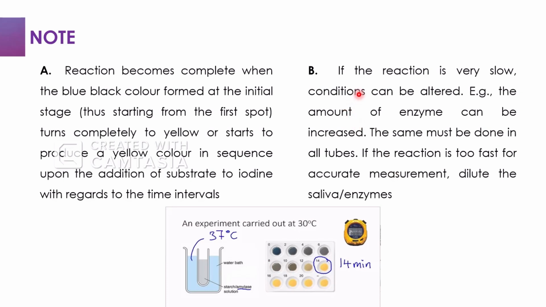And we also have to note that if the reaction is very slow, conditions can be altered. For example, the amount of enzyme can be increased, and the same must be done in all tubes. Also, if the reaction is too fast for accurate measurement, dilute the saliva or the enzyme.